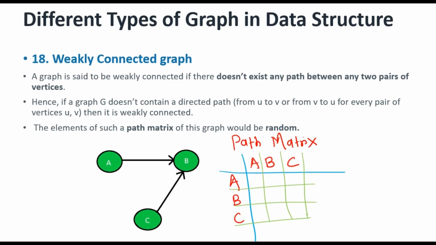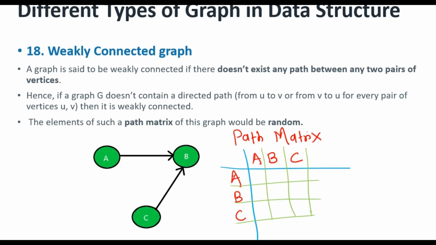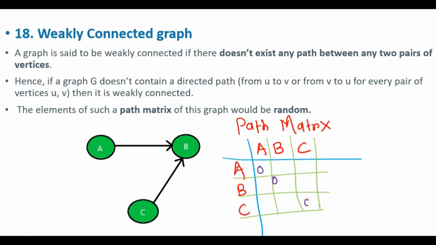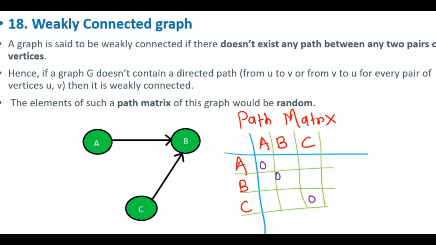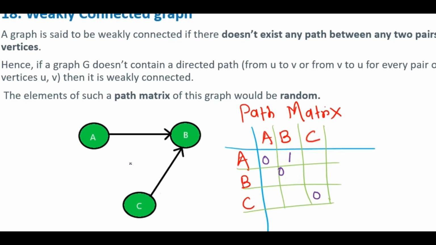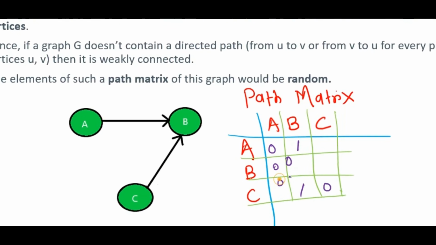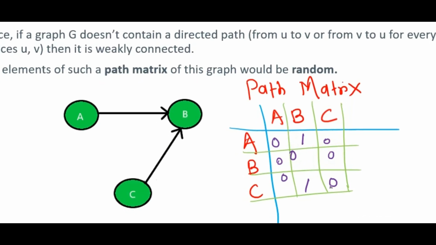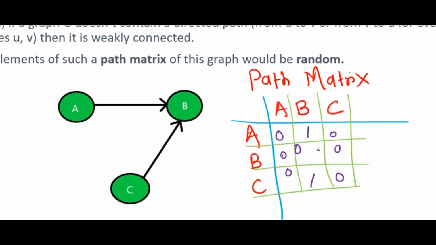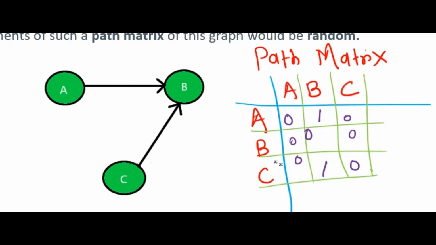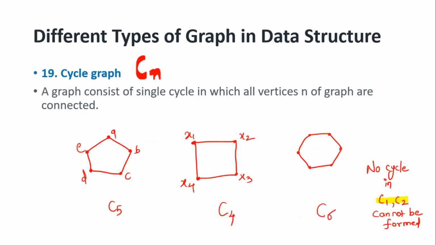And here the direction of the edges is very different. They do not have any fixed direction, and when we draw the path matrix we will get random paths. There will be a path from A to B, there will be a path from C to B. So I do not have an upper triangular or lower triangular path matrix for this graph. So this graph is a weakly connected graph.